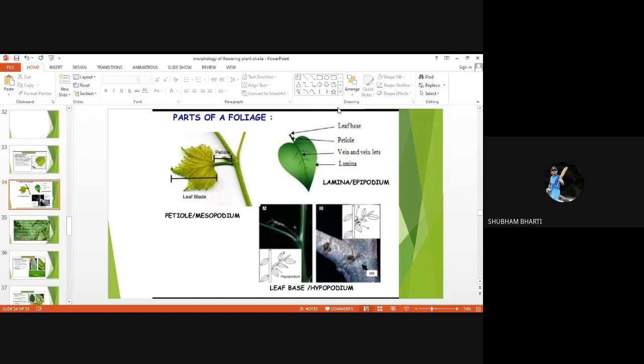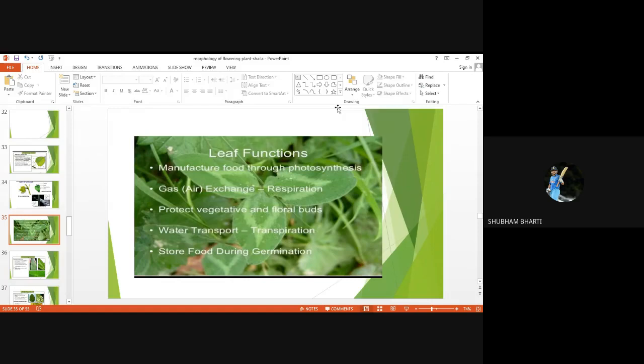Next is the functions of the leaf. Manufacture of food through photosynthesis, gaseous exchange for respiration, protection of vegetative and floral buds, and water transport or transpiration. Transpiration is the loss of water in the form of vapors from the aerial parts of the plant body. The next function of the leaf is storage of food during germination.